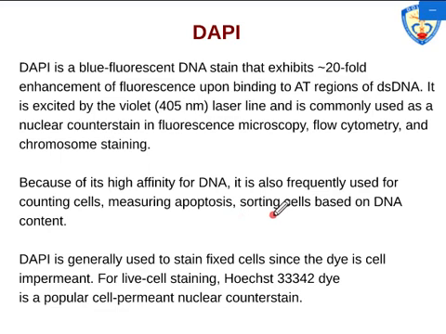DAPI is generally used to stain fixed cells since the dye is cell impermeant, although the stain will enter live cells when used at higher concentrations. For live cell staining, Hoechst 33342 dye is a popular cell-permeant nuclear counterstain.